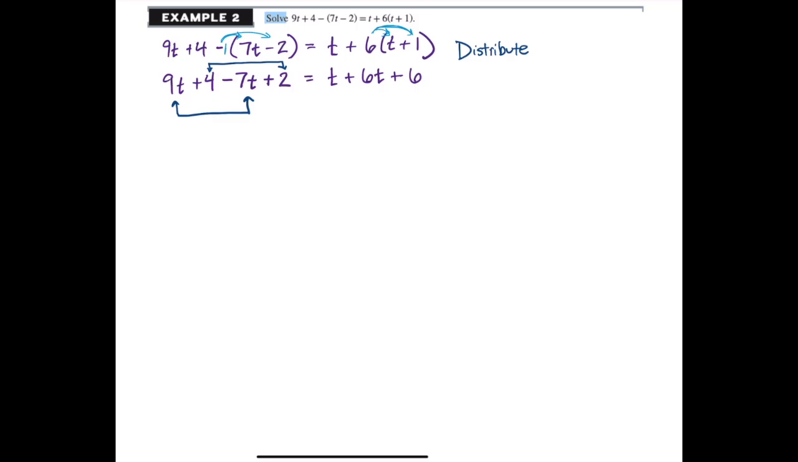You don't always have to write these arrows. I'm just doing this as a visual tool. But if it's helpful for you to write them out, definitely go for it. And then on the right side, what are like terms? I have this t and 6t. I have the positive 6, but there's not another number to combine it to. So let's combine like terms.